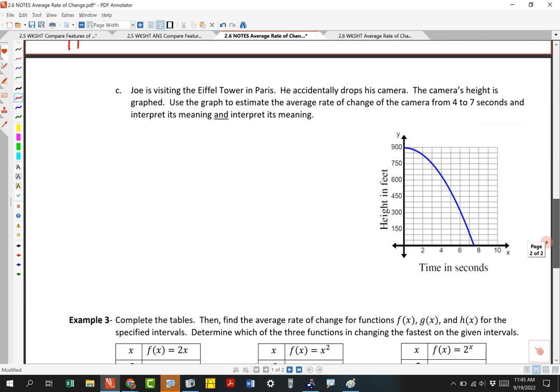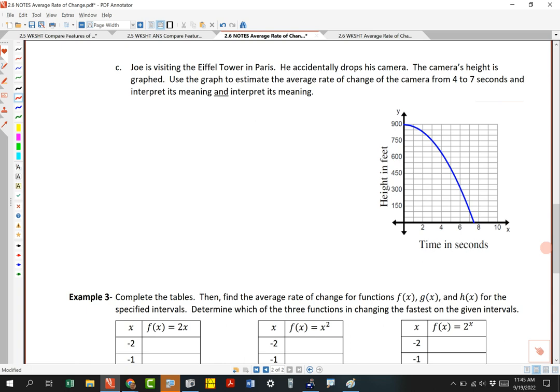Flip the page over. Thanks. Okay. Yeah, they put the object.